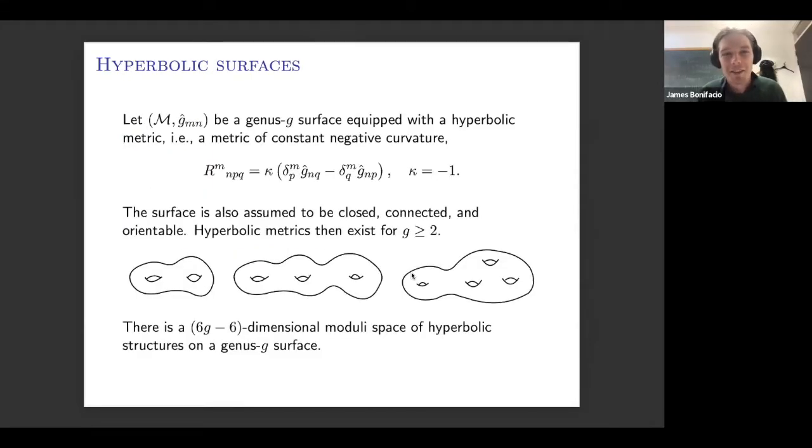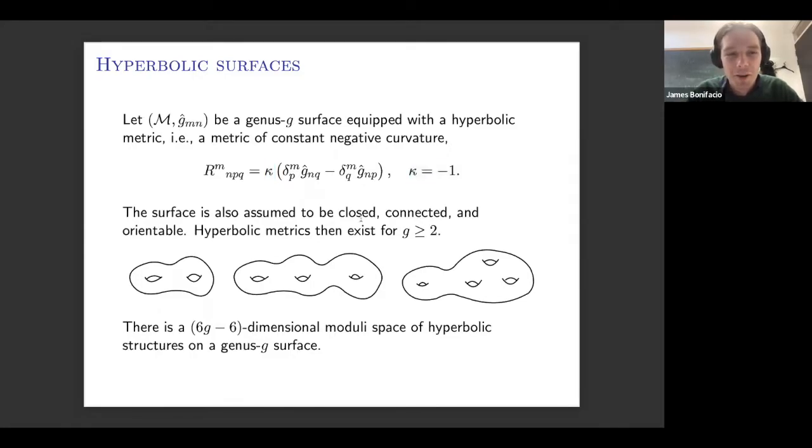So as is customary in this kind of talk, I will begin by telling you that I'm going to have some manifold M equipped with a metric ĝ, because I want to use g for the genus. And so this will be, in particular, a genus g surface, and the metric ĝ will be a hyperbolic metric. So that means that it's a metric of constant negative sectional curvature. And so, for example, I can write the Riemann tensor in components in terms of the metric like this. So this constant kappa is the curvature, and I can normalize it to be -1.